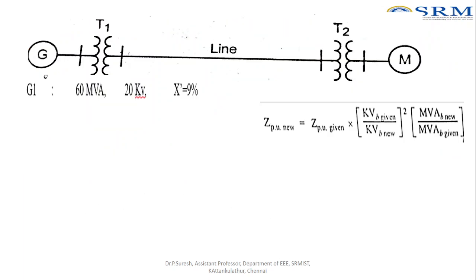So first, I will take the generator. For the given power system, initially I am going to find the reactance value for the generator. As I told you earlier, for a generator, this is the formula to find the new value of Z. Z per unit new is equal to Z per unit old, multiplied by kVb old by kVb new whole square, multiplied by MVAb new by MVAb old. So this is the formula, correct?